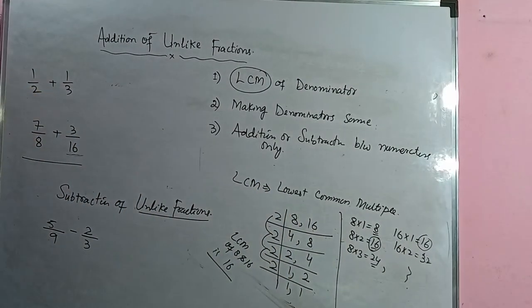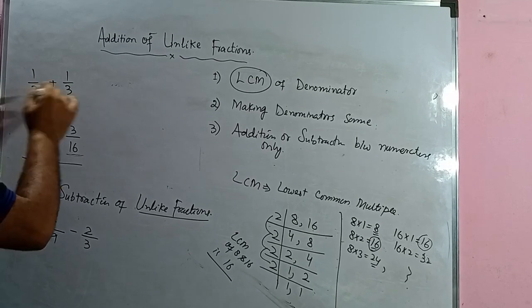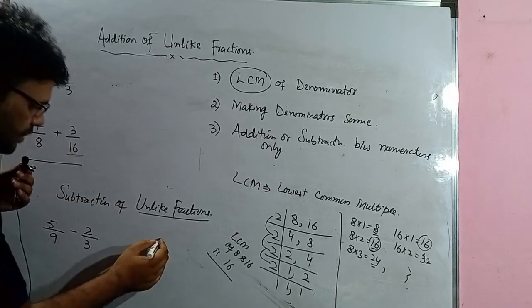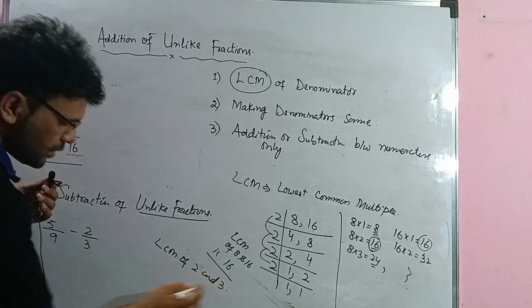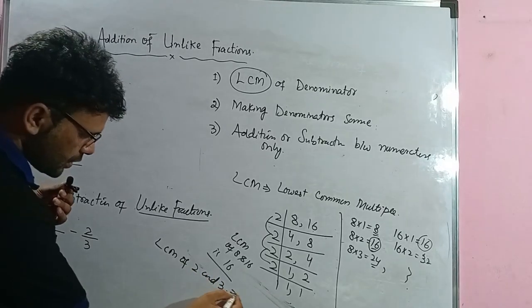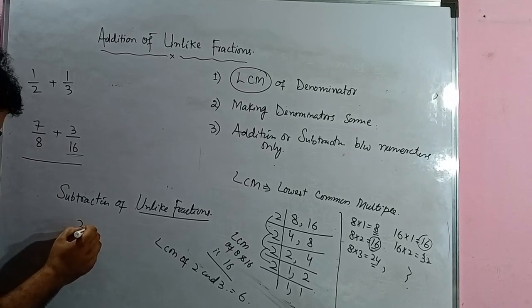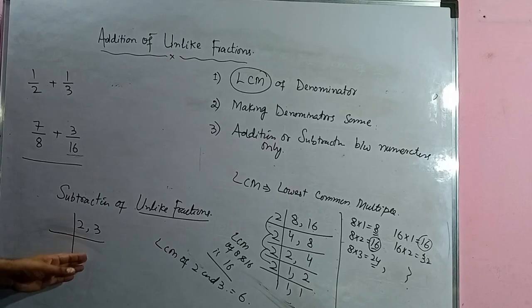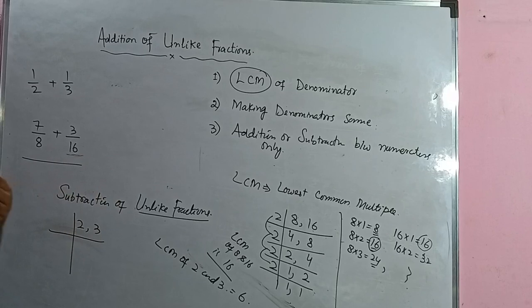Similarly, if I see here the LCM of 2 and 3, you can see 2 3s are 6. 6 is the lowest common multiple here. So I will write LCM of 2 and 3, that is 6. How? I will show you here. 2, 3. If you know, then it is not necessary to write this, just to explain so that you can understand what is actually going on.